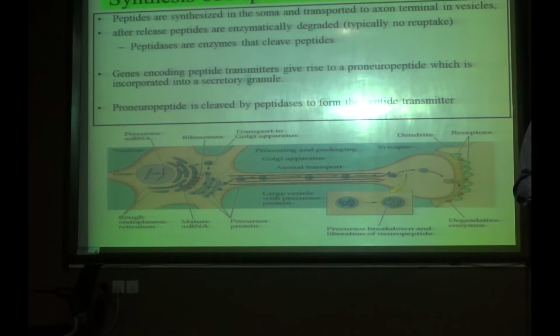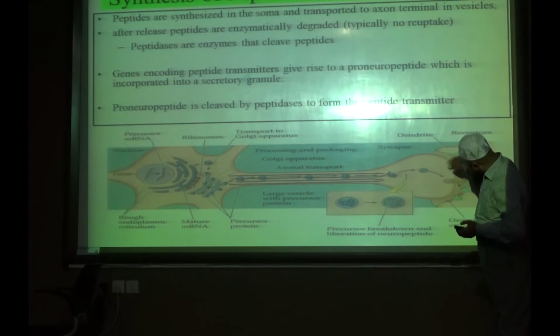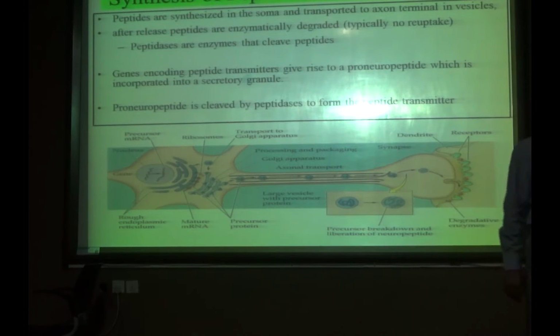But there is a third concept. Many times they will come back by reuptake. So there are three outcomes of any substance which comes to the synaptic cleft: either it performs its function, or it is killed by the enzymes, or it is taken back by reuptake. Is this clear?